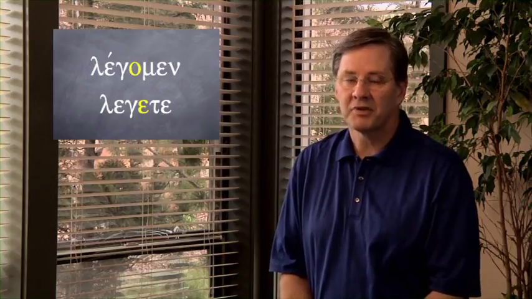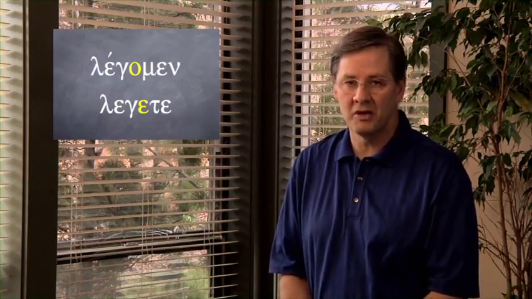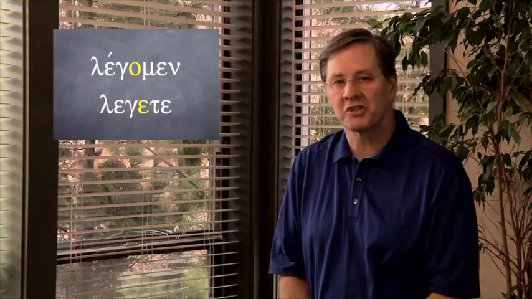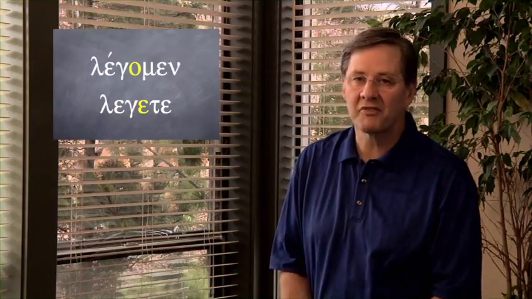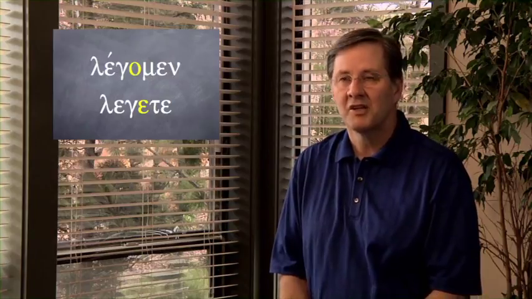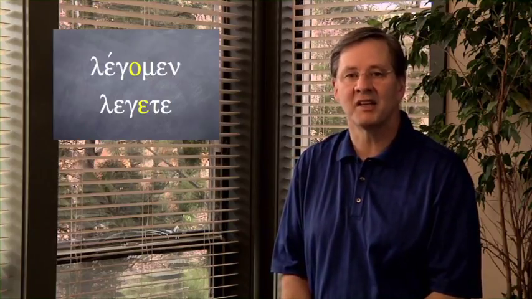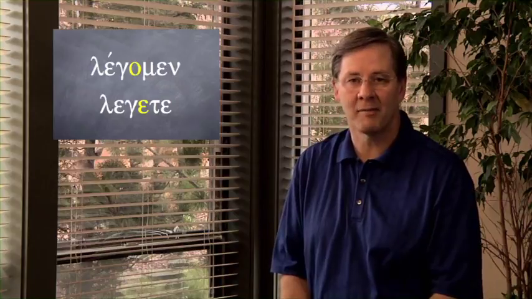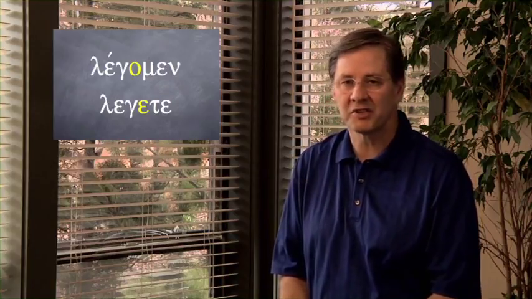So the present active indicative starts with the present tense stem, and then to that you add a connecting vowel. And again, this is just for pronunciation. The connecting vowels are going to be either omicron or epsilon. And here's the rule. If the personal ending begins with a mu or a nu, the connecting vowel is going to be an omicron. So, for example, the first person plural personal ending is men. That's how we say we, right? So if you wanted to say we say, it'd be legomen.